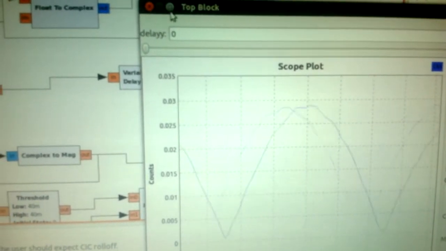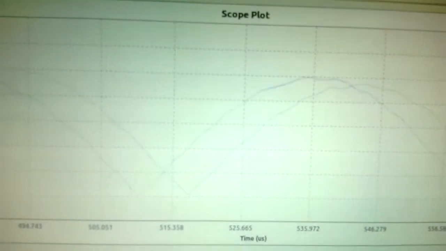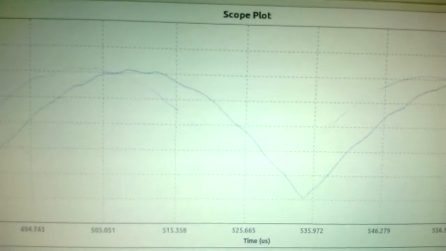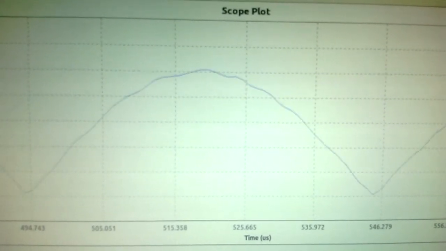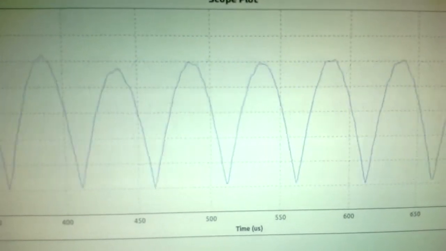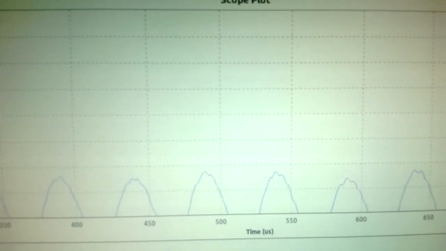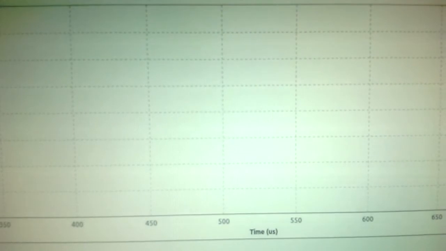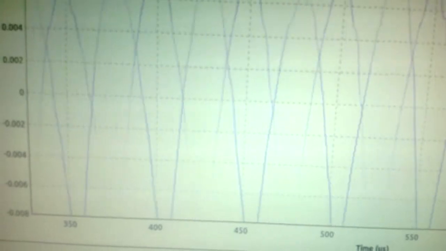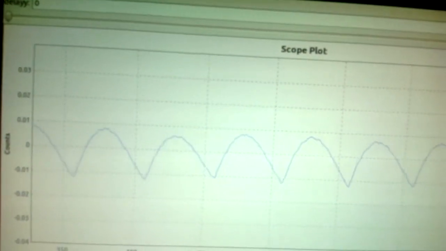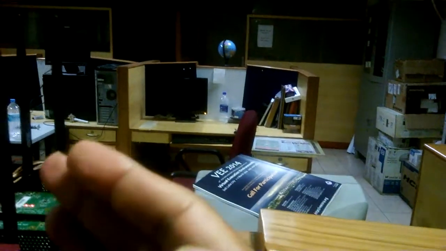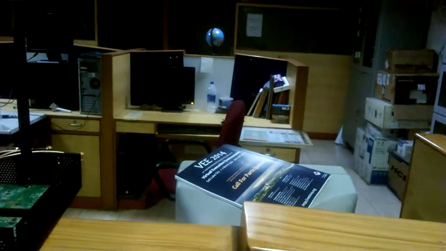As you can see the output, let me maximize. You can see the output. So this is the output. So let me show. Whenever I'm moving my hand between the direction of transmission and receiver, you can hear the sound.